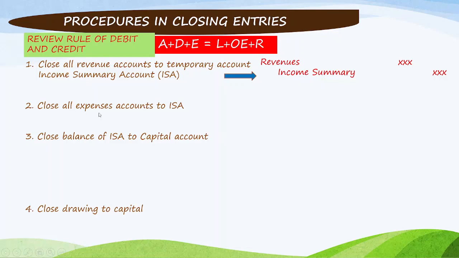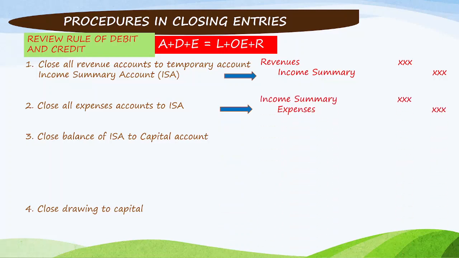What do you think will happen to the expenses accounts? How are we going to close all of this? The expenses accounts have a normal balance of debit, so to close this one or to decrease this one, we have to credit all expenses accounts. Therefore, this is our pro forma entry.